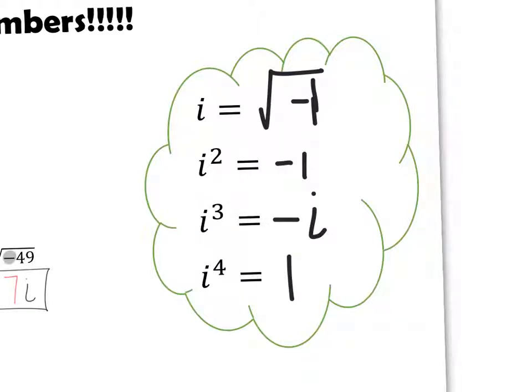So this is a cyclic pattern, which means it continues to repeat over and over again. So this is i squared, i to the third, i to the fourth. That would be the same as i to the fifth, i to the sixth, i to the seventh, i to the eighth, and then i to the ninth, i to the tenth, i to the 11th, i to the 12th. It would just keep going and this would continue to repeat. We'll talk about this more in depth on Thursday, but I wanted to go ahead and introduce it to you today.